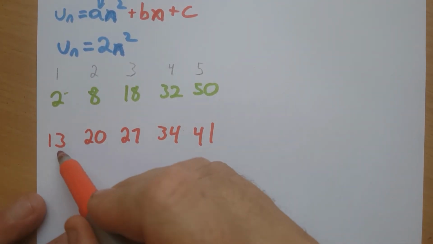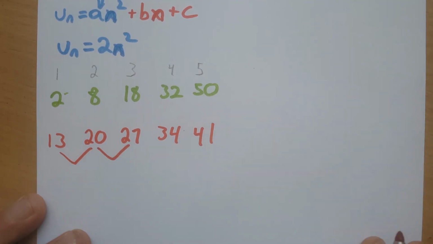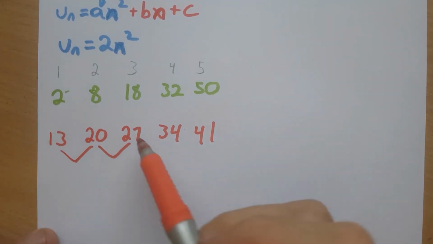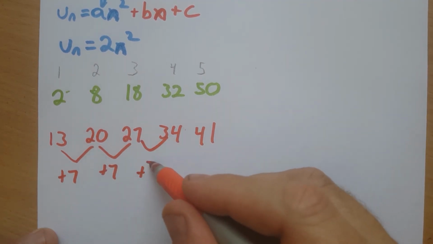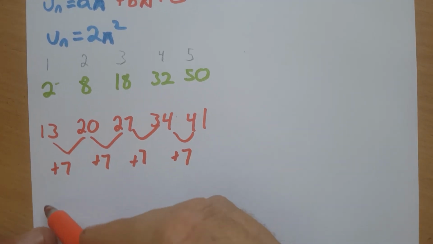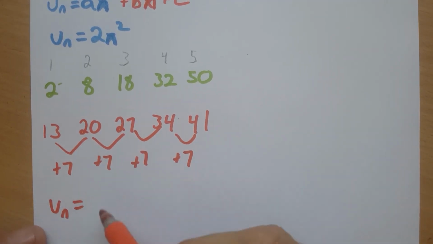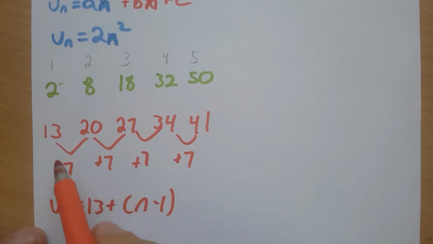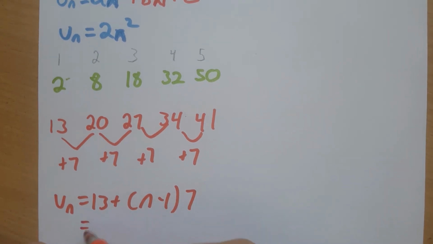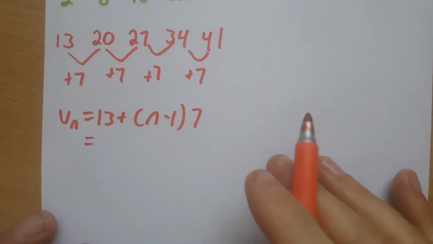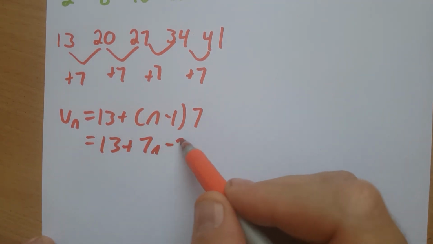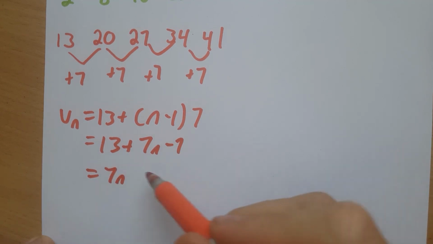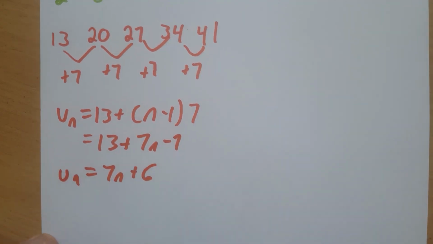So now we're just working as if it was another sequencing problem. So 13 to 20 is plus 7. 20 to 27, plus 7. 27 to 34, plus 7. 34 to 41, plus 7. Okay, and then your formula, u_n equals a, which is 13, plus n minus 1 times the common difference, which is 7. And I'm going fast because I just did this about 5 minutes ago. You can fast forward, you can rewind if you need to. So it's 13 plus 7n minus 7. It's 7n plus 6.